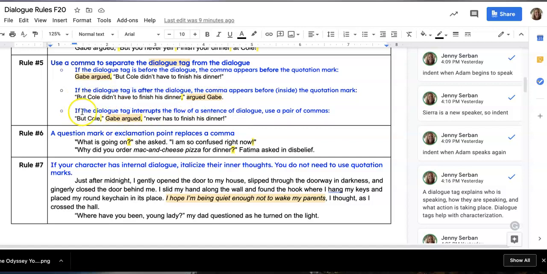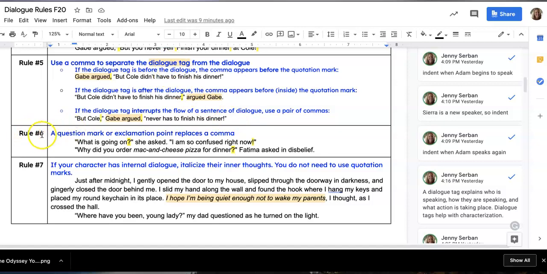And then the last one is if the dialogue tag interrupts the flow of the sentence or of the dialogue, you use a pair of commas. And they basically follow the rules from above. So you'll see that there's a comma inside the quotation mark and then a comma after the dialogue tag and before the next person speaks. So it reads, "But Cole," Gabe argued, "never has to finish his dinner." So it's 3 different ways to do it depending on where you have the dialogue tag.